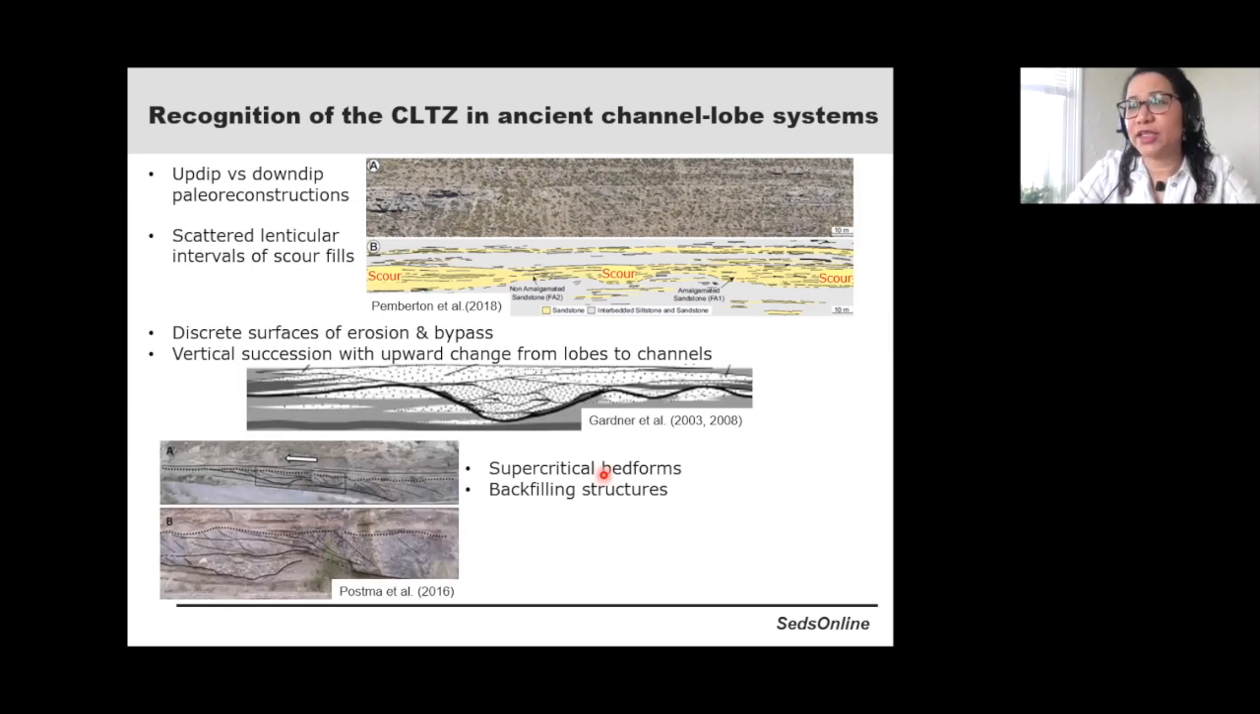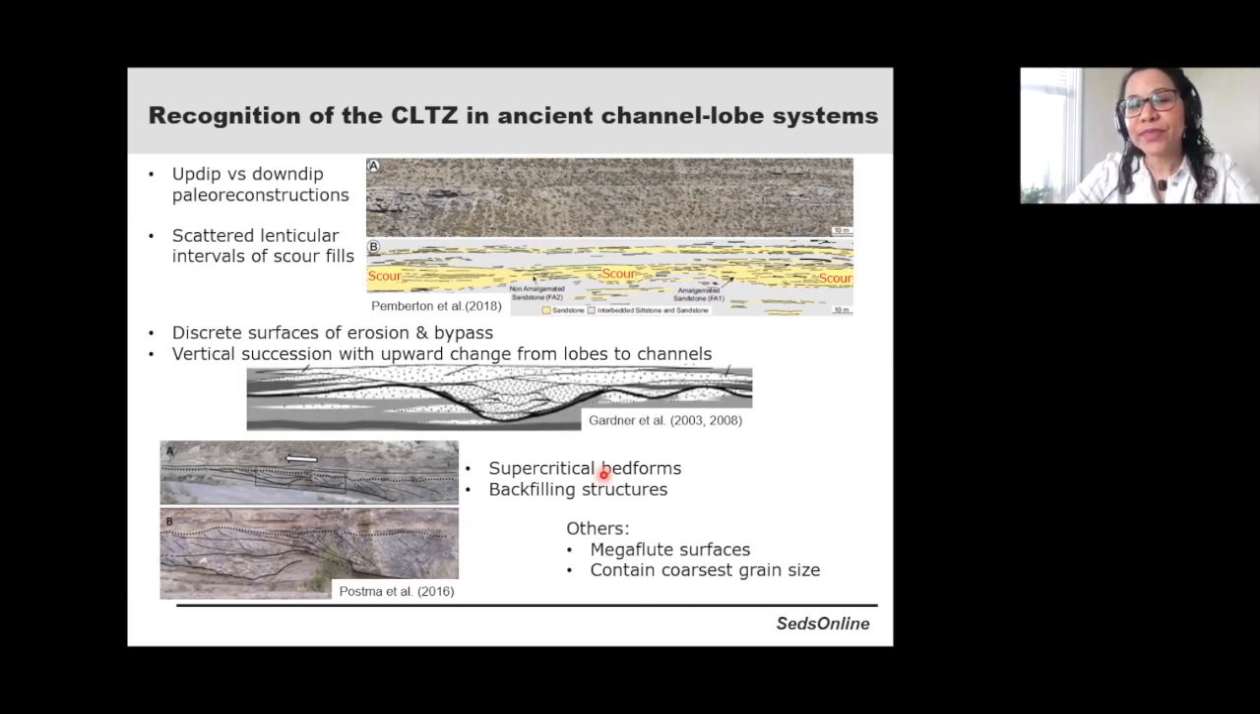More lately, there have been other indicators, such as bedforms associated with supercritical flows or backfill structures. In some cases, people have recognized megaflutes, and in this area you sometimes find coarser grained sediment in comparison with what you see down flow in the basin.